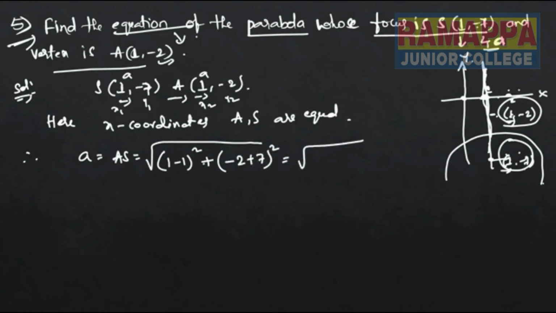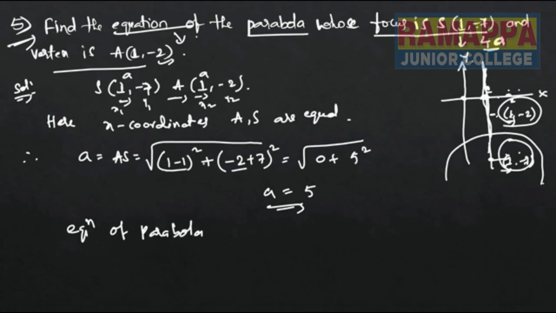From this, under root of this will become 0 plus this will become 5 whole square. So it will become 5, so a is equal to 5 will be the answer. So the equation of the parabola we will take as x minus h whole square is equal to minus 4a into y minus k. Okay.